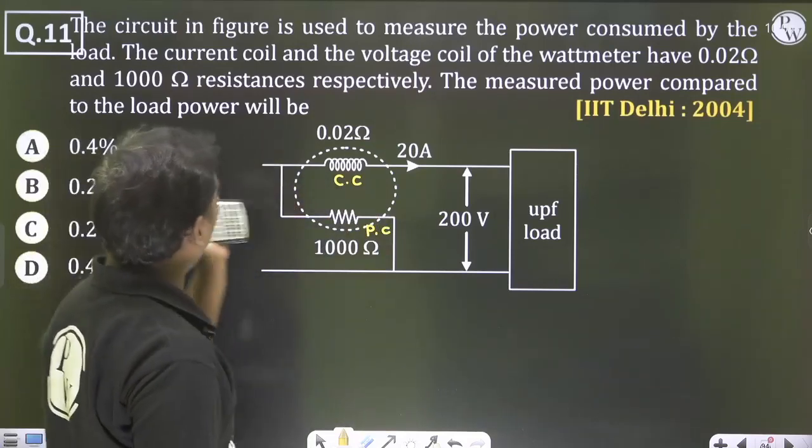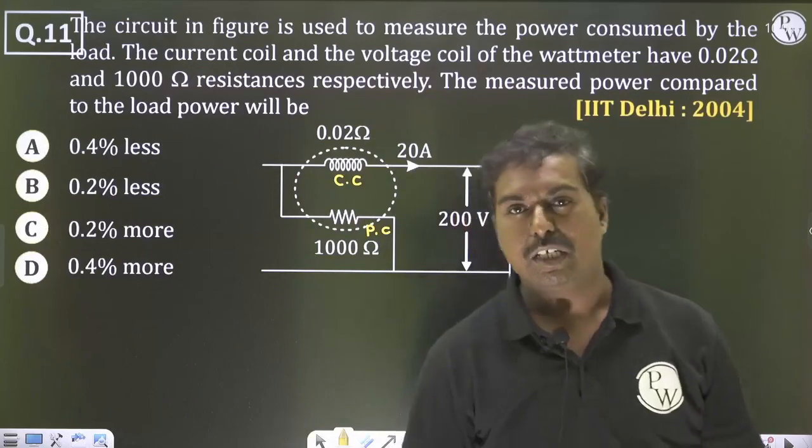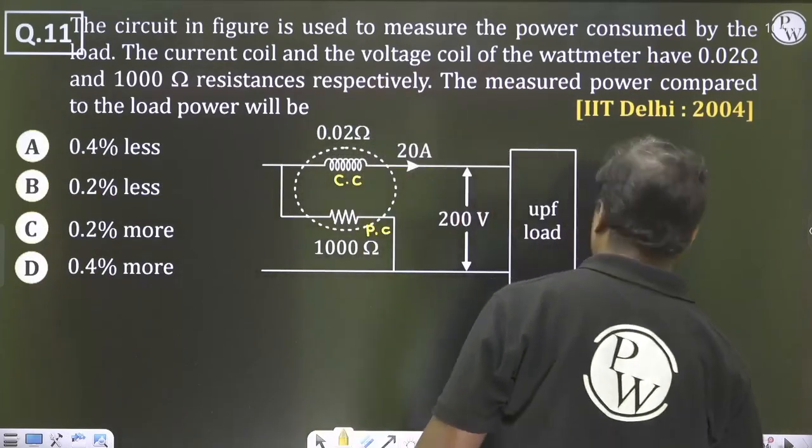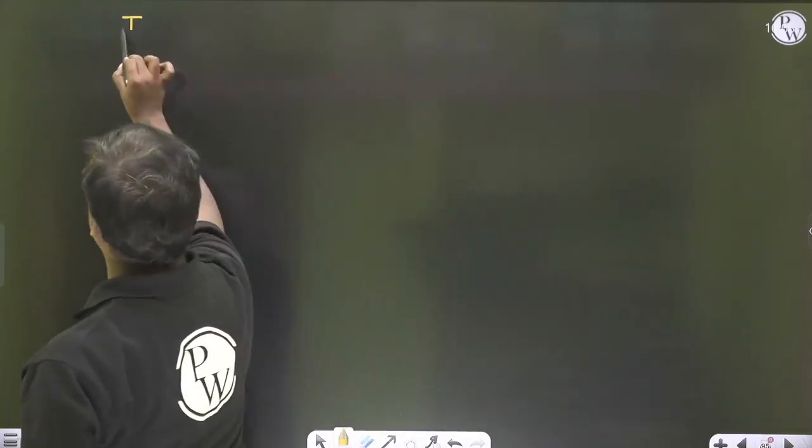The measured power compared to the load power will be dash. Measured power compared to the load power will be dash. So how to do it? So what he has given, so this is the ICC.